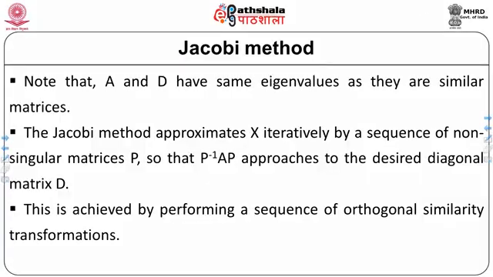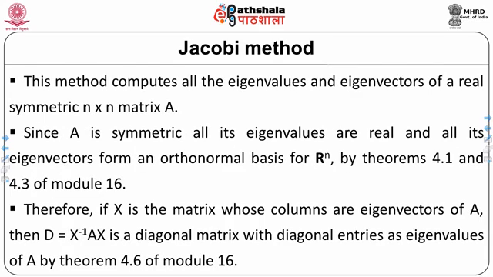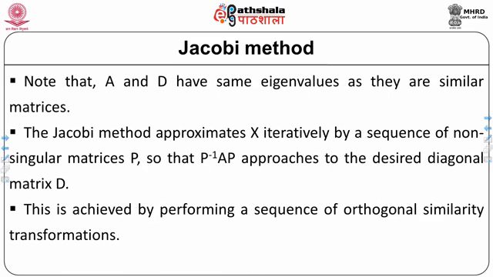Note that A and D have the same eigenvalues as they are similar matrices. You know that these are similar matrices. Therefore, the eigenvalues of D and eigenvalues of A are the same. You know that for a diagonal matrix, the eigenvalues are just the diagonal entries, and therefore, all the entries in this D will give me the eigenvalues of A.